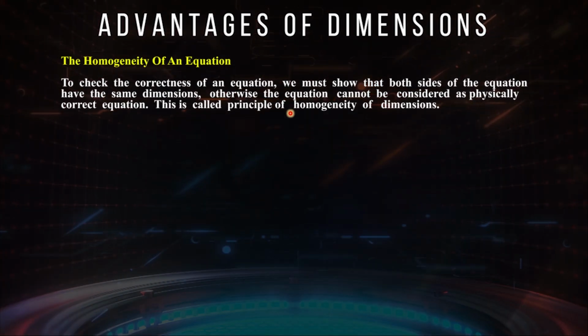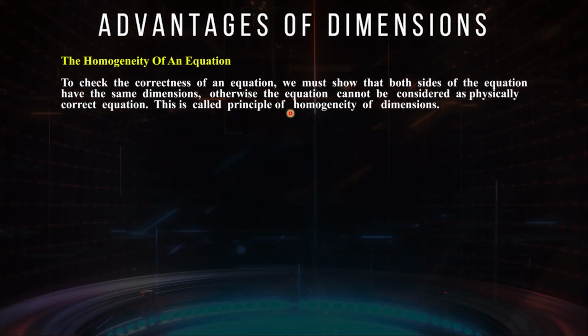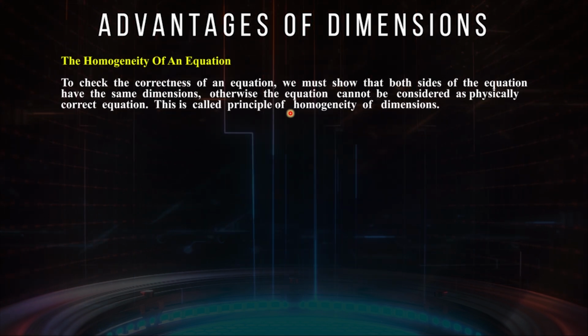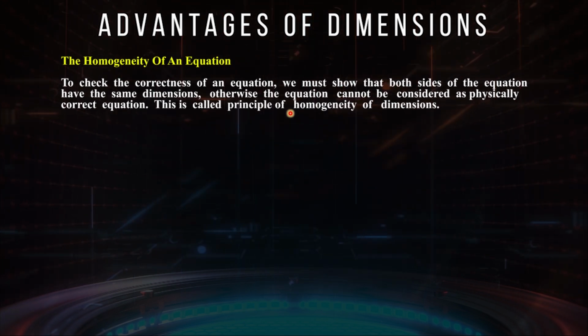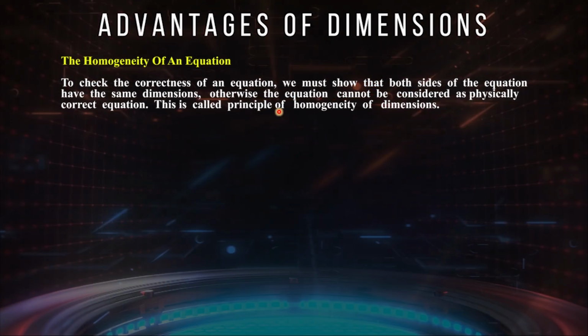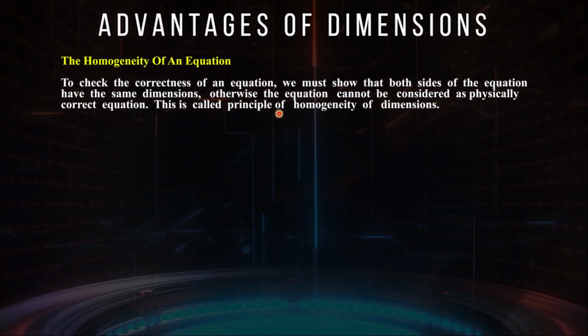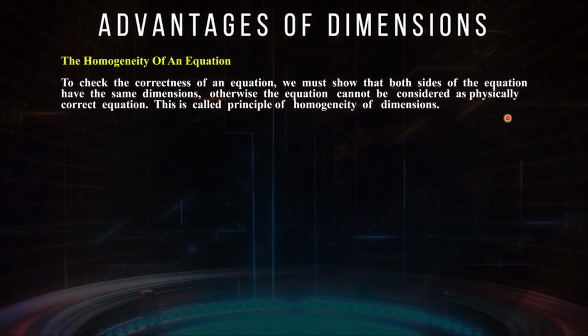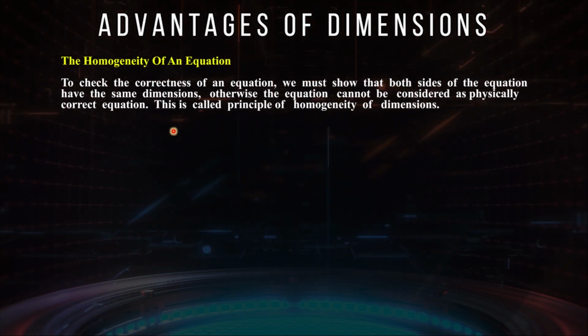It means if the dimension of the left hand side is equivalent to the dimension of the right hand side, we can say that the equation is physically correct. That is called the principle of homogeneity of dimensions. So let's see an example.